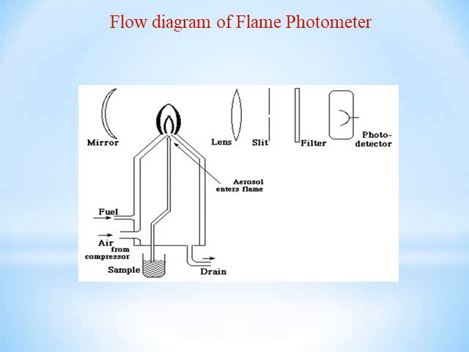The slit will allow only the radiations of required intensities to pass through, and the filter is to synchronize the radiations. This depends upon the filter number, which depends upon the element which is to be detected, and it will be passed through the photodetector, which will detect the different intensities of emitted radiations.